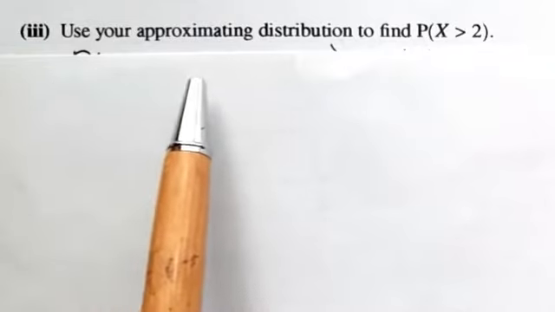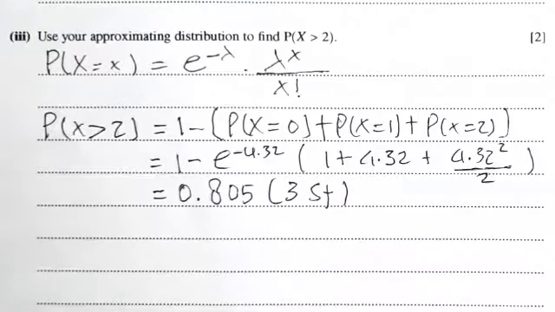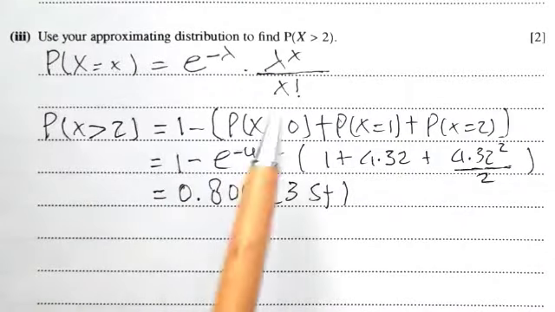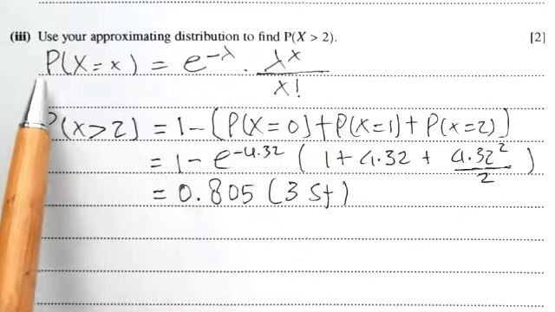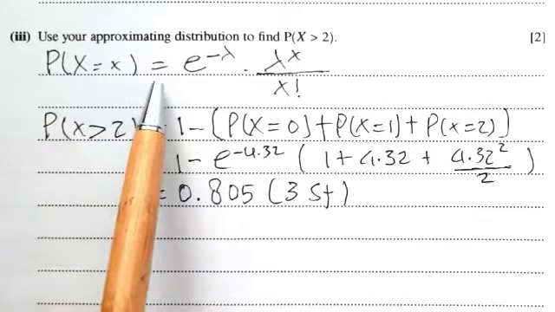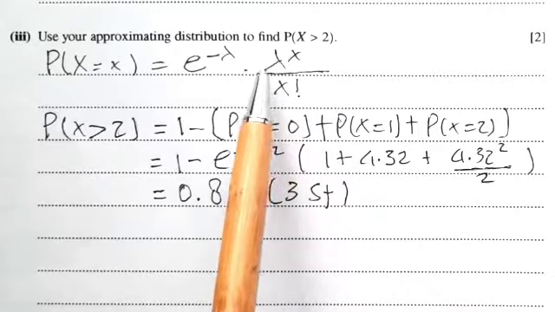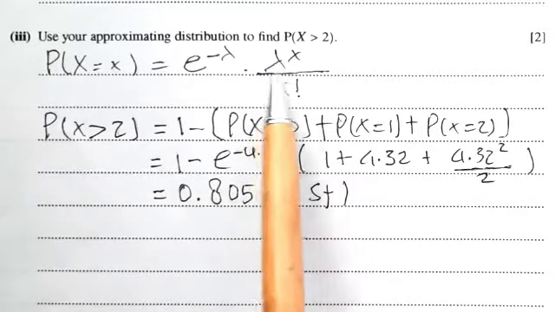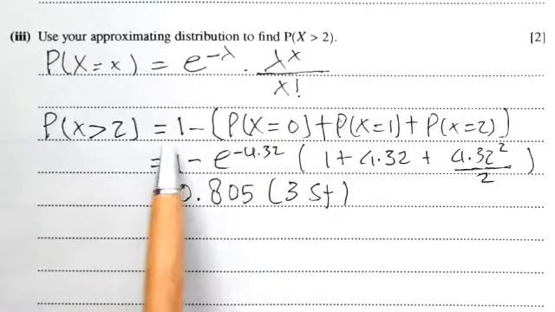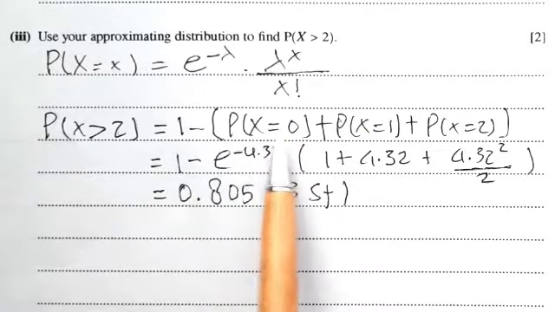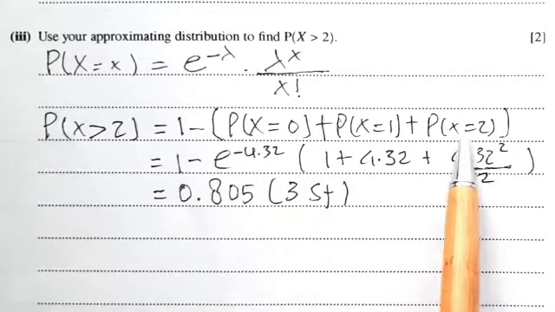Part III: Use your approximating distribution to find the probability of X more than 2. The approximating distribution is the Poisson. This is the formula for the Poisson distribution: probability of X equals e to the power minus lambda times lambda to the power X, divided by X factorial. Lambda is the mean, already calculated, that is 4.32. Thus the probability of X more than 2 equals 1 minus the probability of X equals 0 plus the probability of X equals 1 plus the probability of X equals 2.